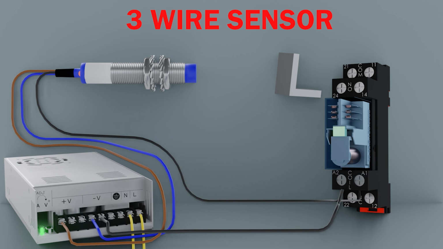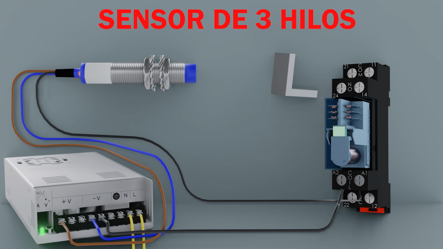We are going to sense. We bring the object closer to the sensor. The relay and the sensor indicator are activated. We move it away, it turns off.